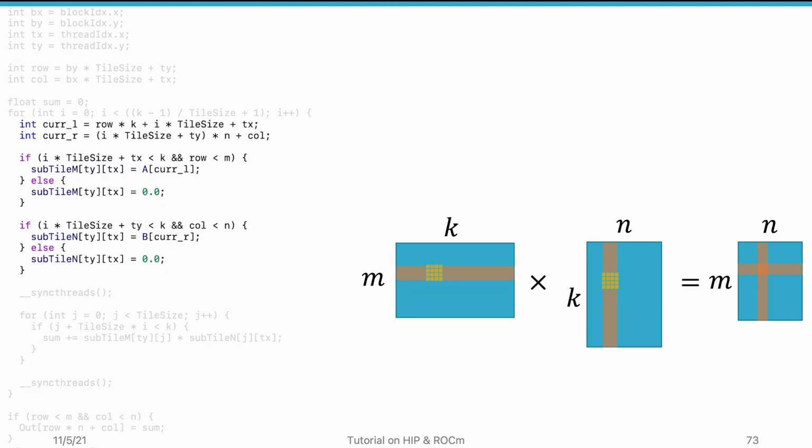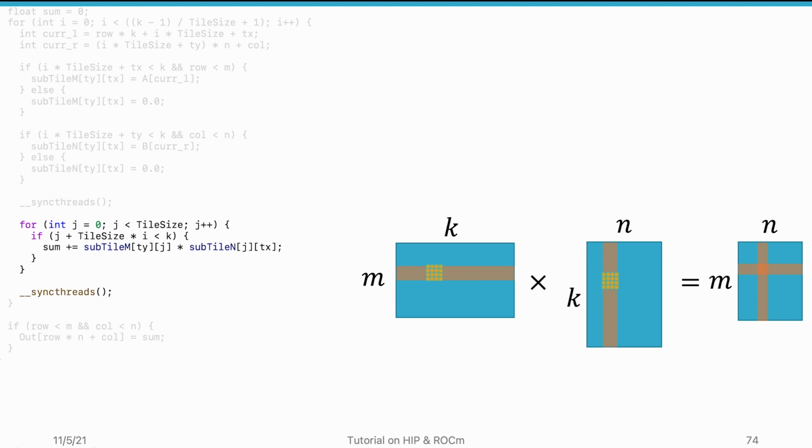We have two if cases. Those are boundary checks. We don't want to load data outside this matrix. We only load the data within the matrix to the LDS. If it's outside the matrix, we fill in with 0. Here we also have two indices. One is current L and one is current R. The current L is the index in matrix A and current R is the index in matrix B. You can pause the video for a few seconds and try to understand how this calculation is done.